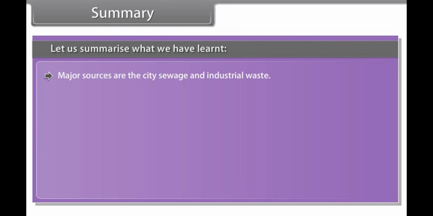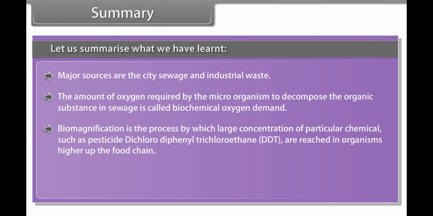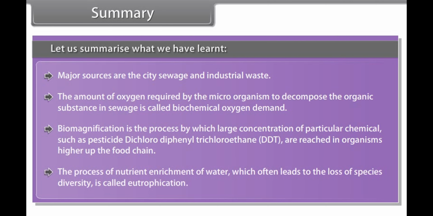Major sources are the city sewage and industrial waste. The amount of oxygen required by the microorganisms to decompose the organic substance in sewage is called biochemical oxygen demand. Biomagnification is the process by which large concentrations of a particular chemical such as the pesticide dichloro-diphenyl trichloroethane, DDT, are reached in organisms higher up the food chain. The process of nutrient enrichment of water, which often leads to the loss of species diversity, is called eutrophication.